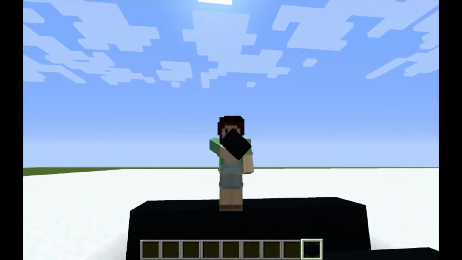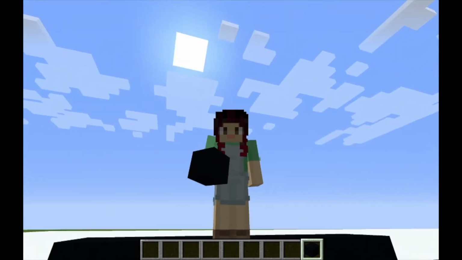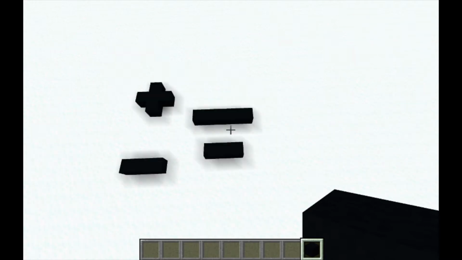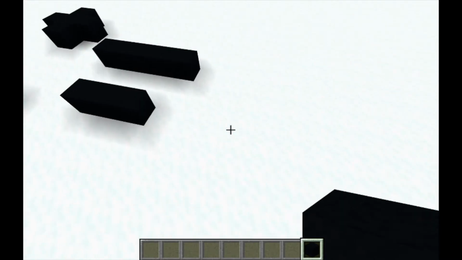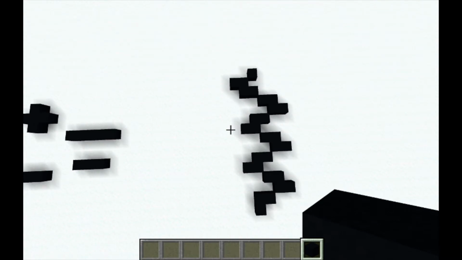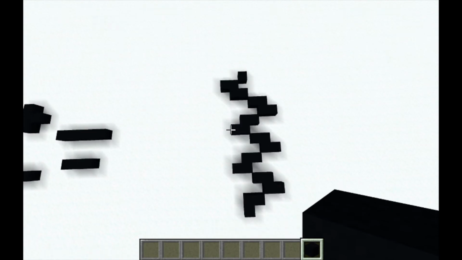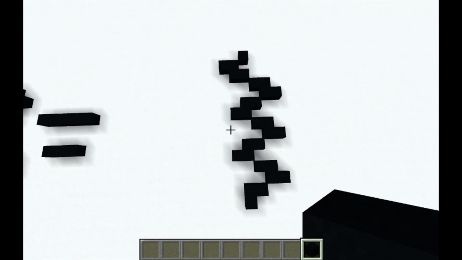The battery has a voltage V with units of volts. We will represent the battery using this symbol, with the longer line on top being the positive side and the shorter line on the bottom being the negative side. In our circuit, we will also have a resistor, which we will represent with this jagged symbol. It has a resistance of R with units of ohm.